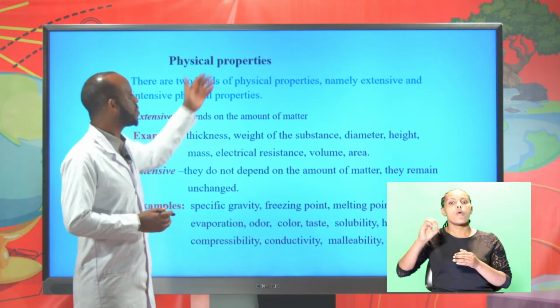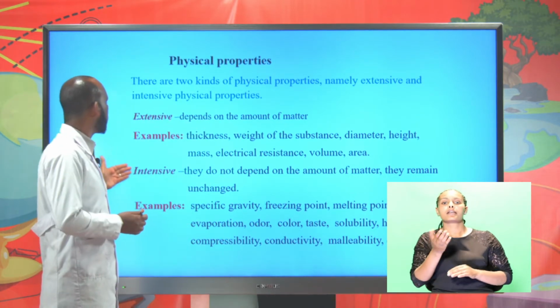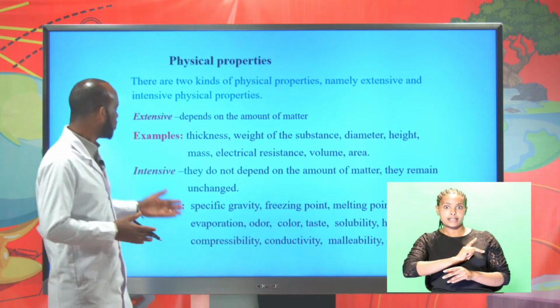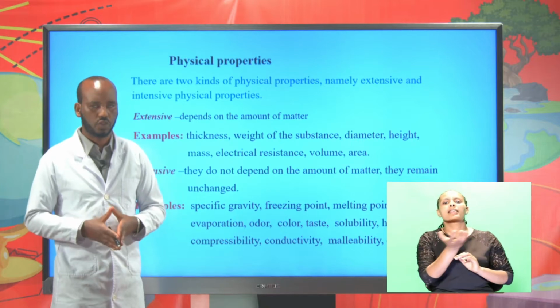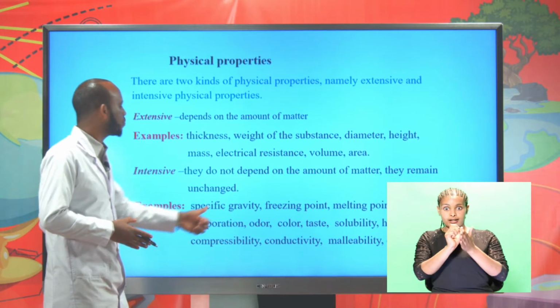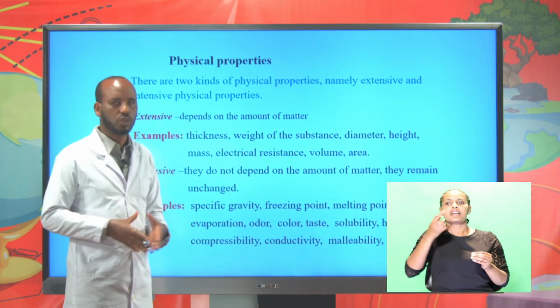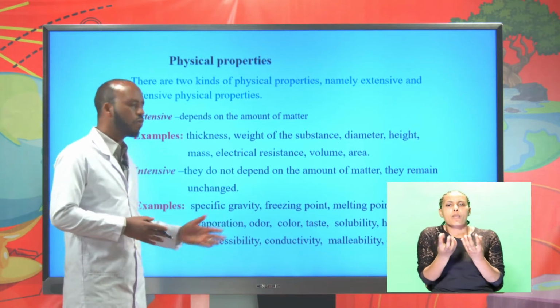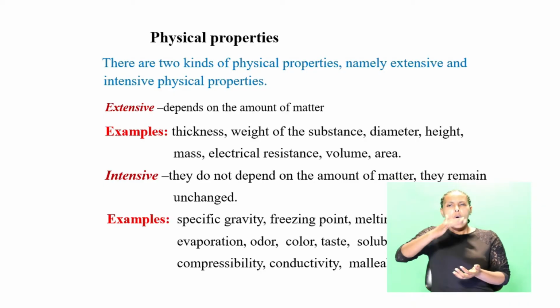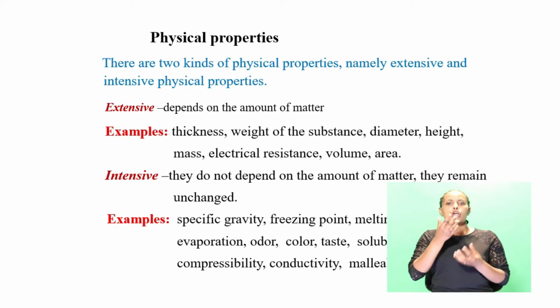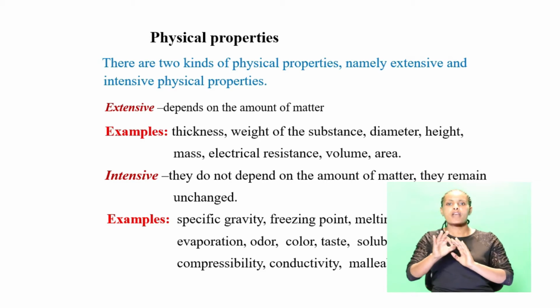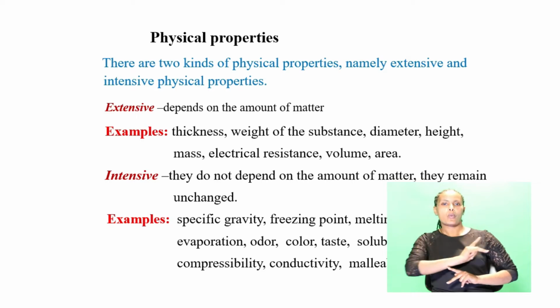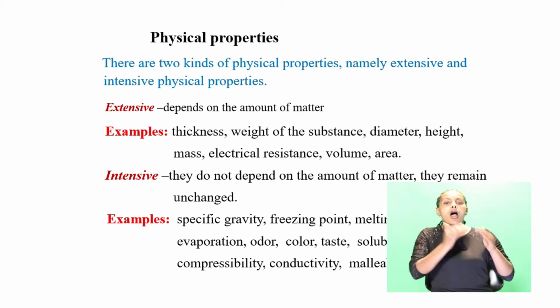The other type of properties of a substance is intensive property. Intensive properties are those properties which do not depend on amount of matter present. Properties such as specific gravity, freezing point, melting point, evaporation, odor, color, taste, solubility, hardness, compressibility, conductivity, and malleability are examples of intensive physical properties of a substance which do not depend on amount of matter present.